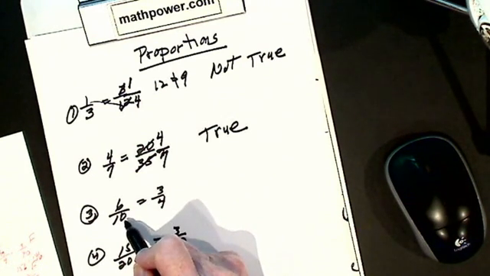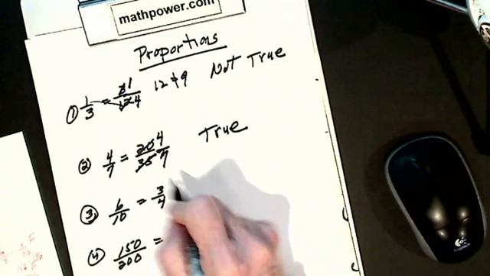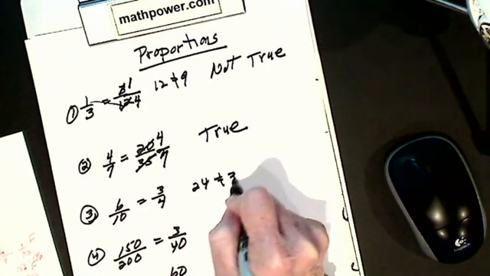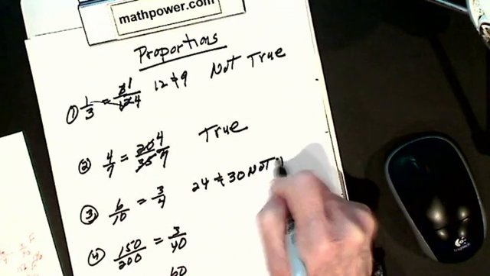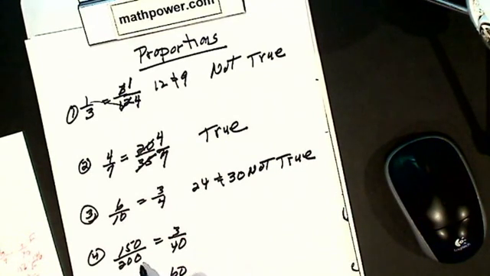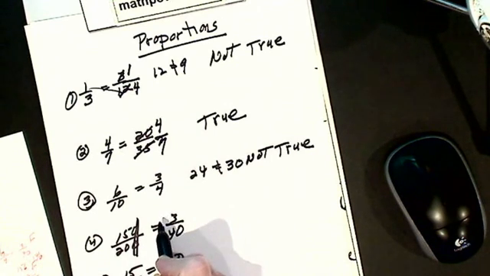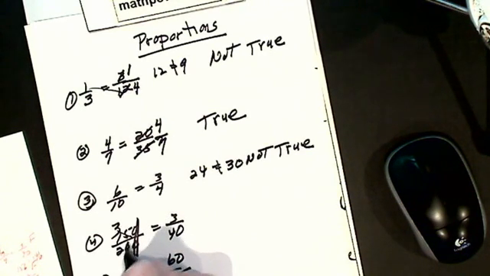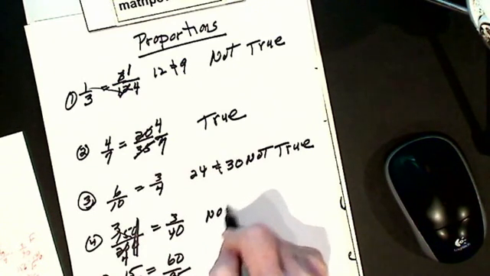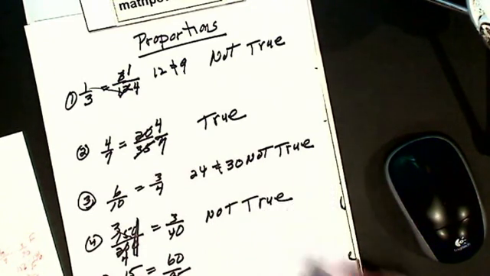Again, I could simplify this, or I could do my cross products. And I can see 24 does not equal 30. So it's not true. I'm over here. I mean, multiplying 40 by 150 and 3 by 200 would take me some time. So I think on this one, I would definitely knock off my pair of zeros first. Then I could do my cross products, or I would simplify. 5 into 15, 3. 5 into 200, 40, 3/4 does not equal 3/40. So this one is not true.